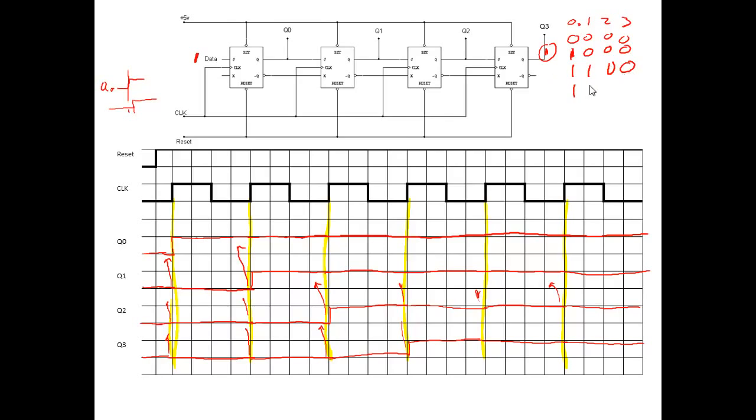1 gets pushed in. This 1 gets pushed there. This 1 gets pushed there. This 0 gets pushed there. 1 gets pushed in. 1 goes there. 1 goes there. 1 goes there. And then we're just shifting 1s in forever.